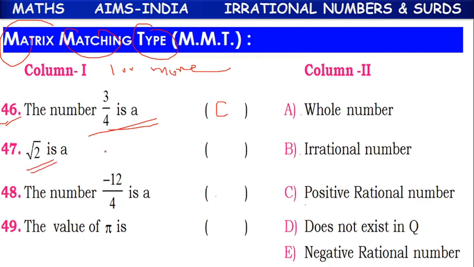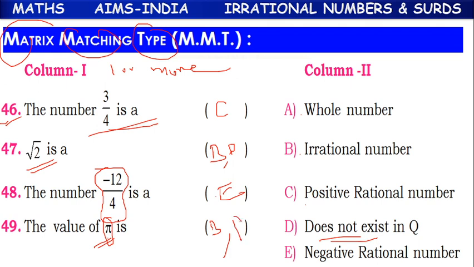Root 2 is a whole number, wrong; irrational number, correct. And one more thing, does not exist in Q is also correct. The number minus 12 by 4 is a negative rational number. E option is the correct answer. The value of pi is an irrational number, and B option, does not exist in Q, D option. Like that, the same answer can be repeated, or one or more answers can come.